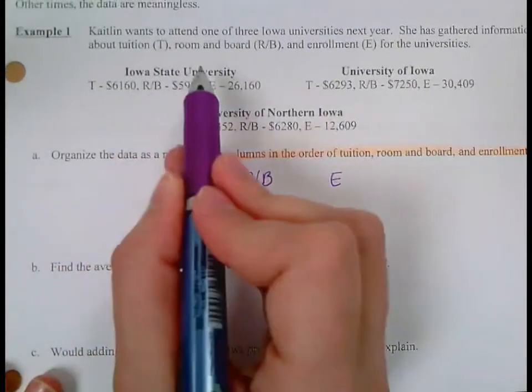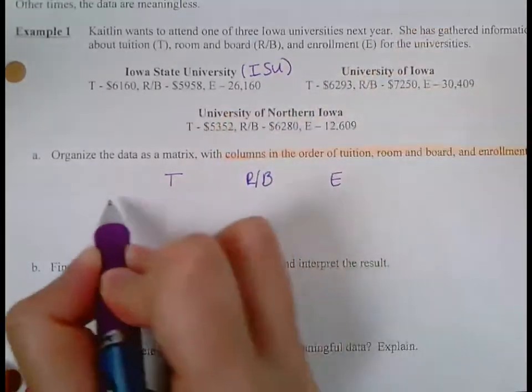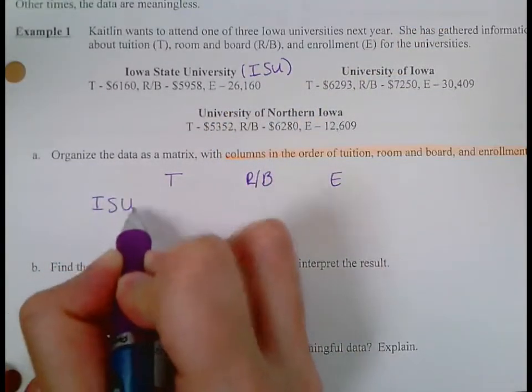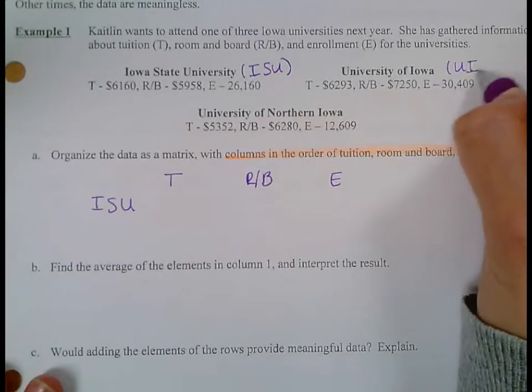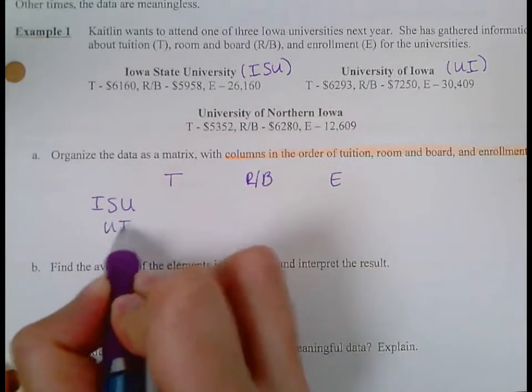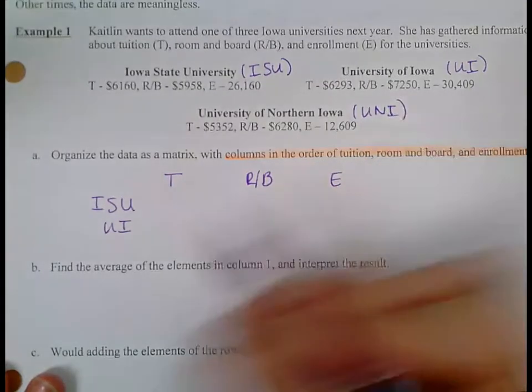So Iowa State University, I'm just going to abbreviate this ISU, and I'll put Iowa State University's information in the first row, University of Iowa, UI, for the second row, and then University of Northern Iowa in the third.